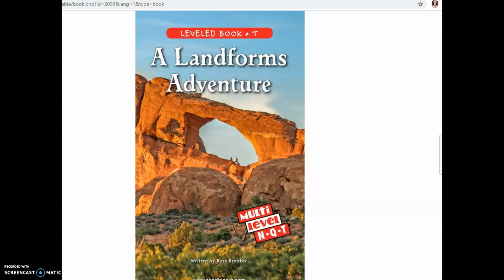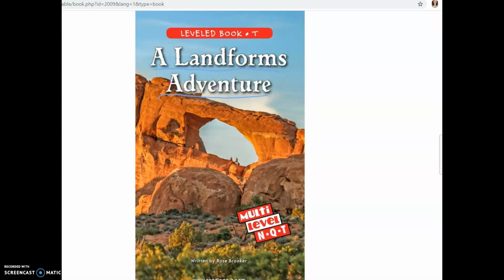If you said landforms, you're correct. In the back here, I have a picture of a landform, and my title also has A Landform Adventure. It is the title of my book. Titles can give me information about what a book is going to mostly be about. So this book is about all the amazing landforms here in America. It's a story about a student who goes on an adventure to learn more about different types of landforms.